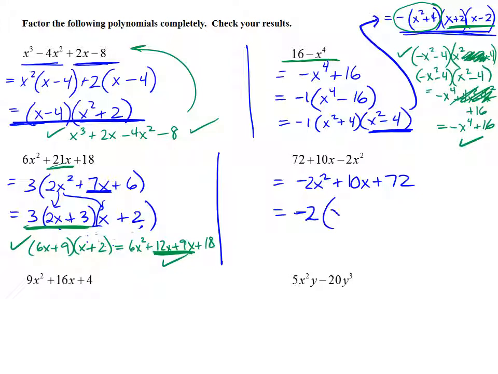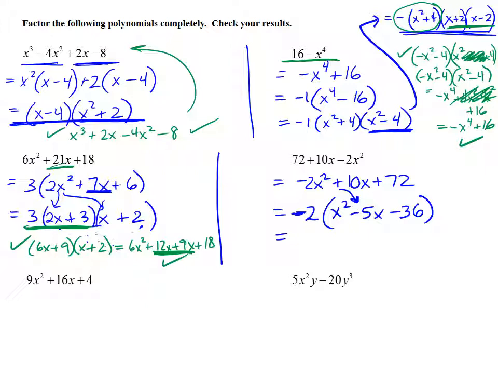So when we do that, -2 taken out of the first term leaves x squared. Out of the second term, now it's common to try to start writing exactly the sign you see up above, but when you have a positive 10x divided by a -2, you're going to get a negative here, specifically -5x. So watch your signs when you factor a negative out. And then positive 72 divided by -2 is -36.